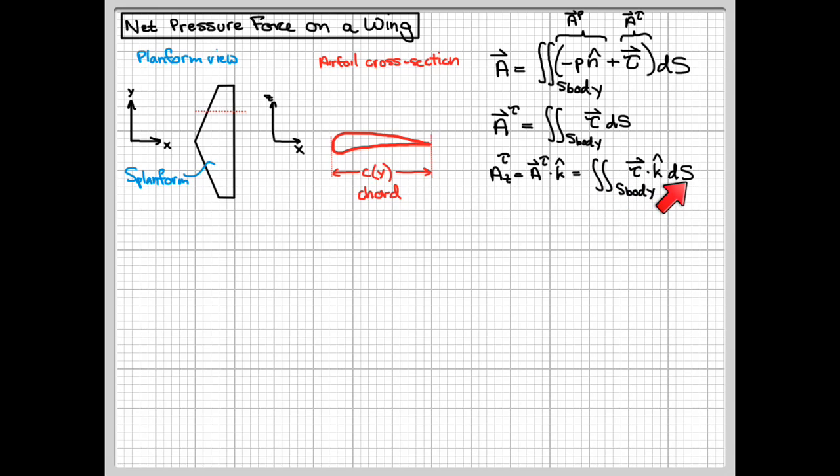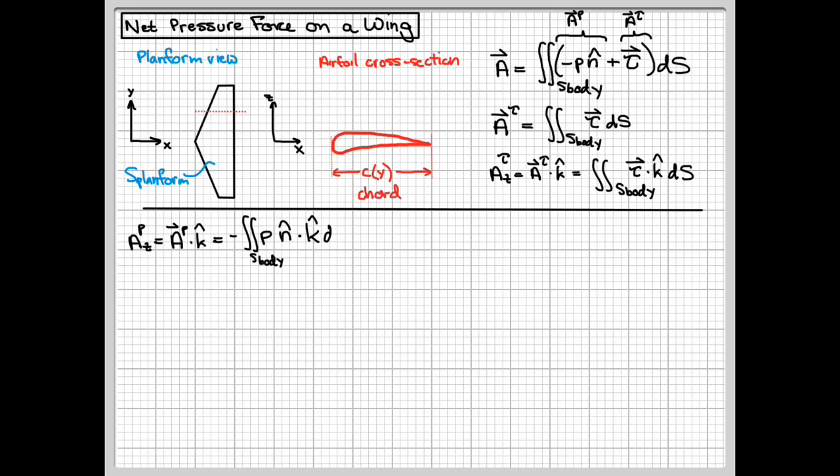What we're going to pay attention to, though, is to look in more detail at the pressure force in the z direction. Okay, so A_Z^P. And just like with the viscous stress, that's just taking the pressure force and dotting it with k hat. So I've got the pressure force, and now I'm dotting it into the k direction. So I've got minus P n hat dot k hat ds. Okay, and that would give me the z component of the pressure force.